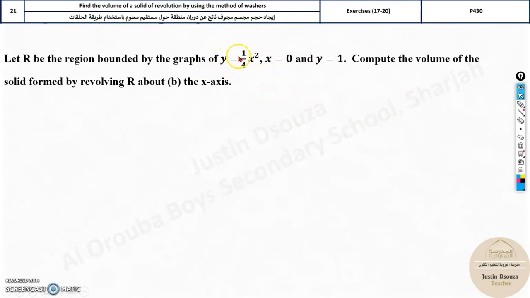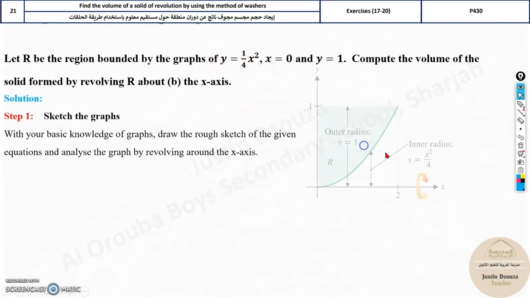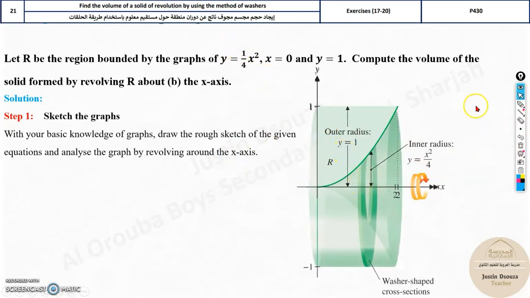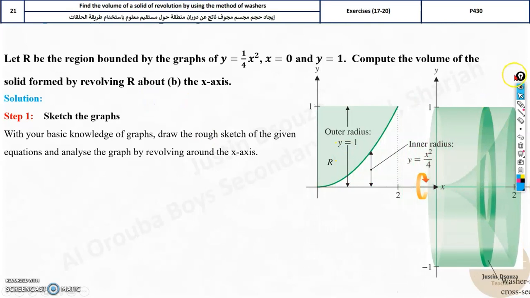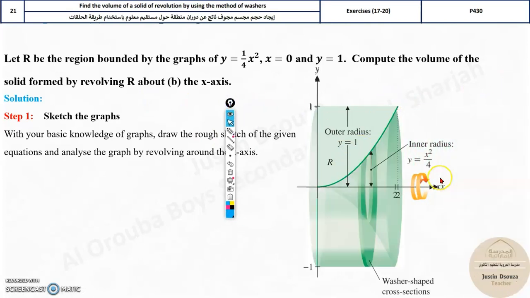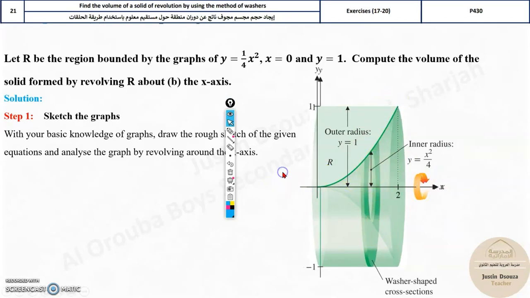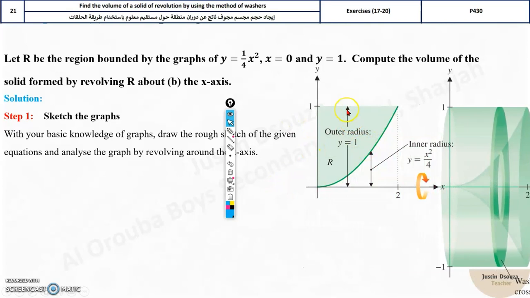The main intention of mine in teaching you to recall a previous problem was to understand the difference. Now let's draw this one. With the basic knowledge, let's draw the graph. And now we are revolving around the x-axis. Now what is going to happen? This is going to happen. Can you see? When you revolve this, this is going to happen. And this hollow space is not required. And now we can get two radii, that is the outer radius and the inner radius.